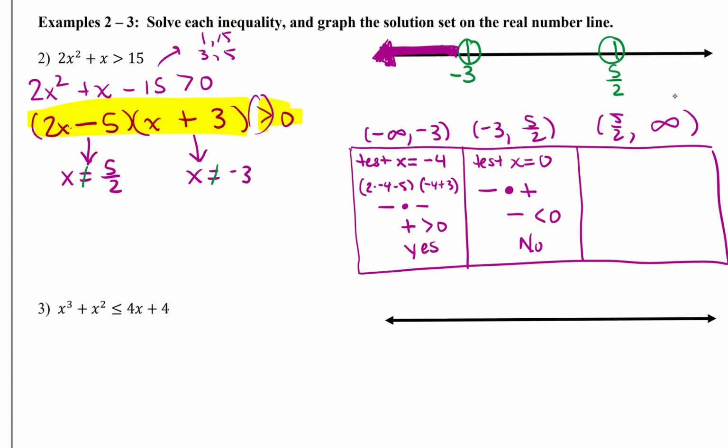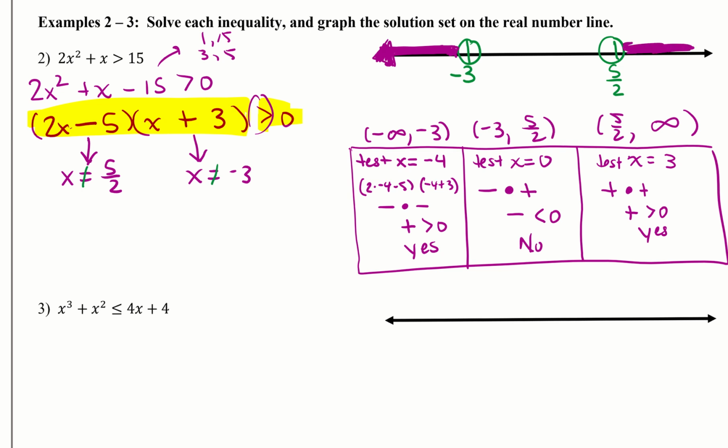If I pick the interval from 5/2 to infinity, I just test a value in there. Maybe I'll test x equals 3, which is bigger than 5/2. I could pick 10 or 100, whatever. If I plug in a 3, I get a positive for the first factor and a positive for the second factor. A positive times a positive is bigger than 0, so I want that to be selected.